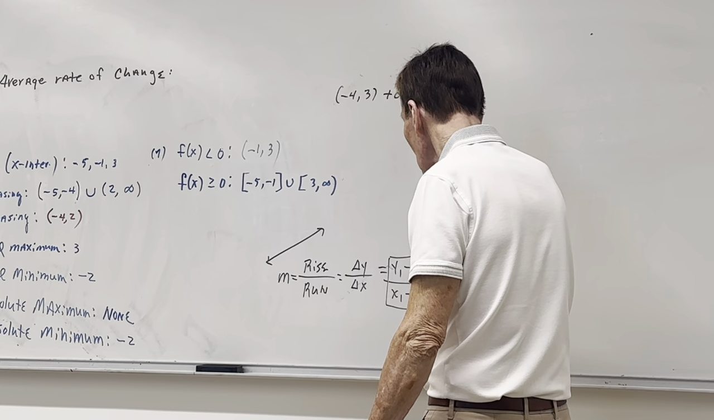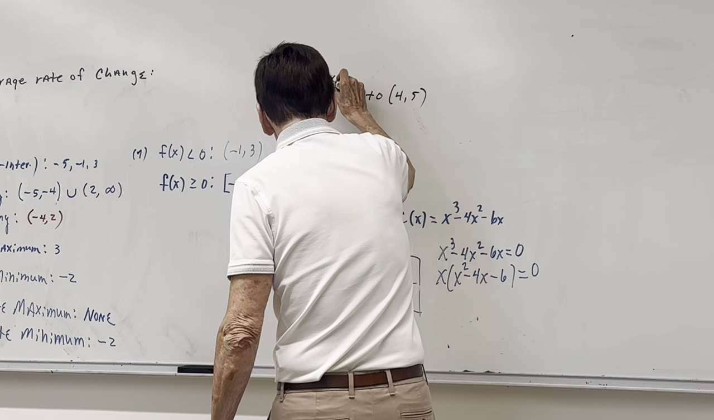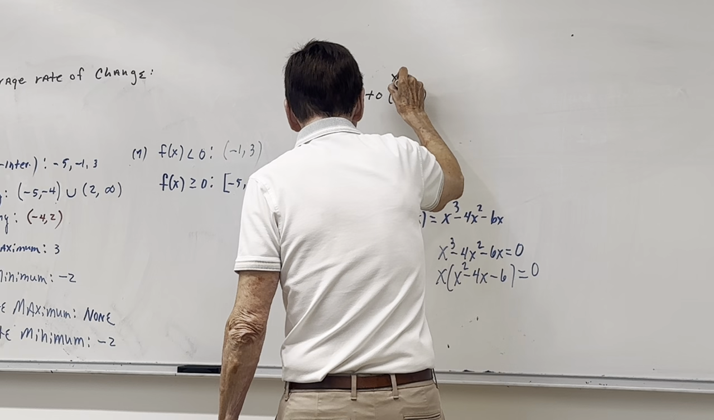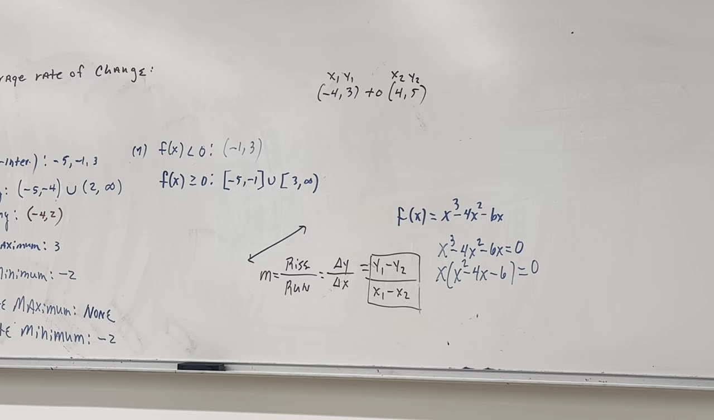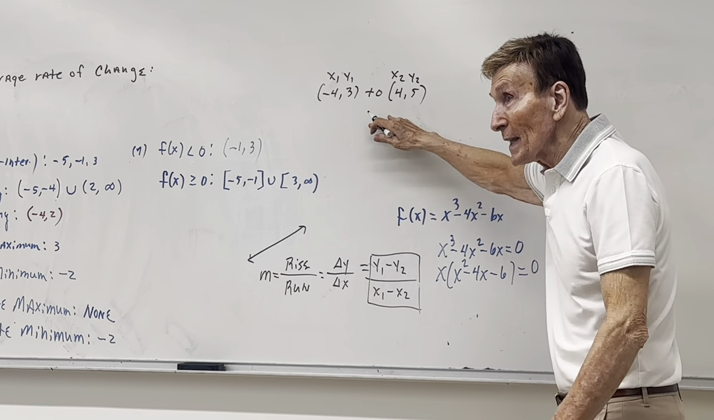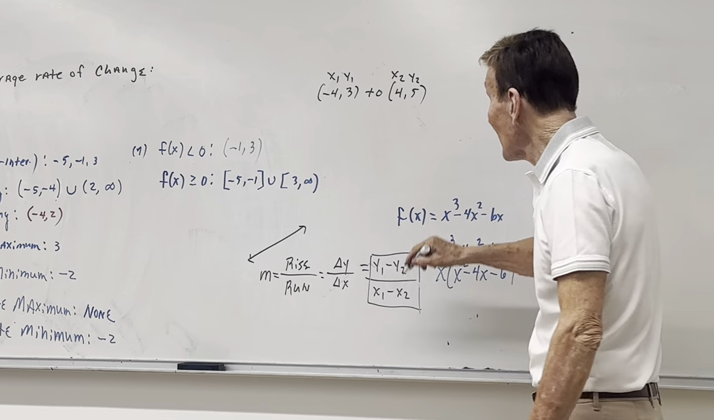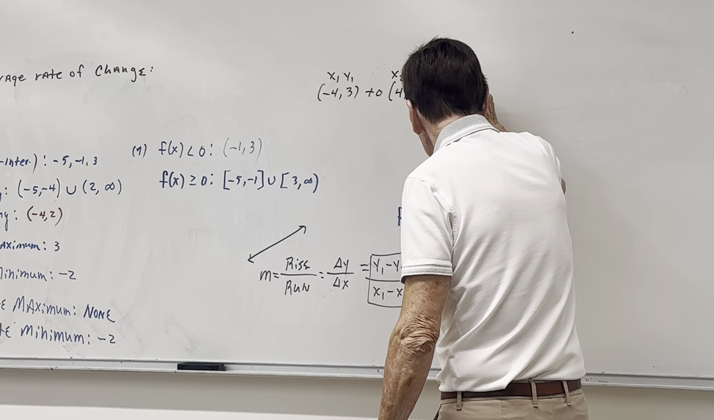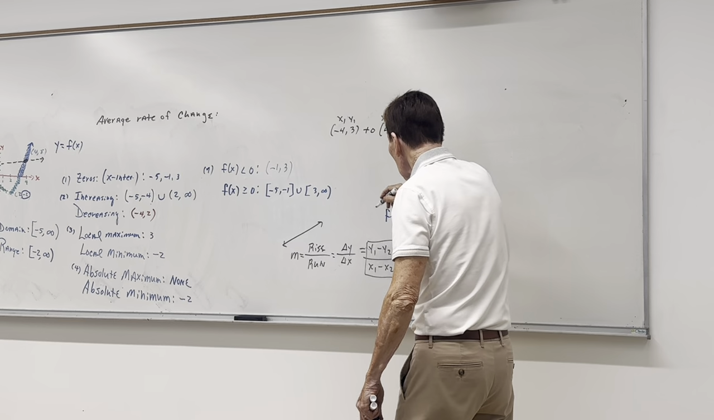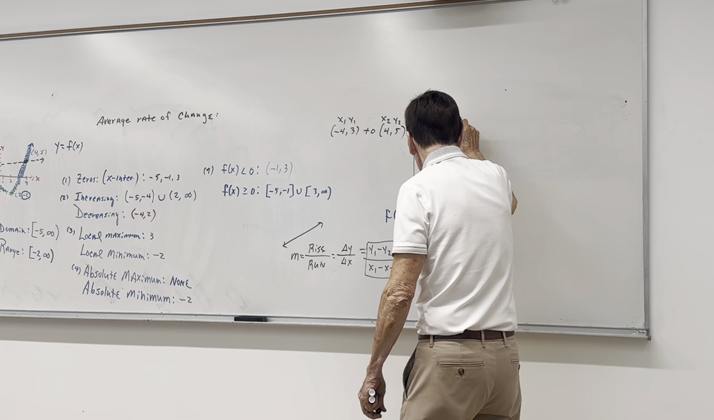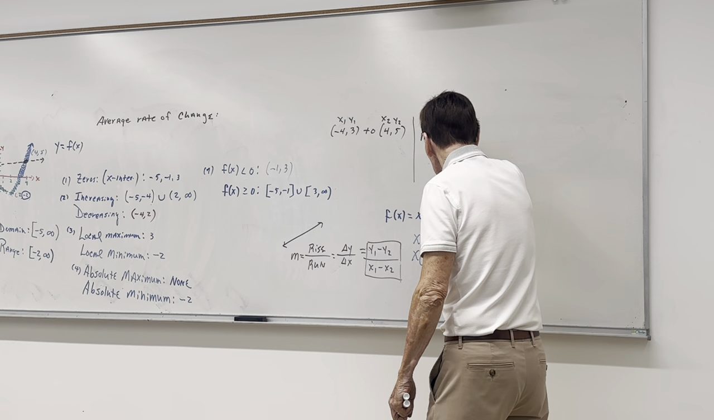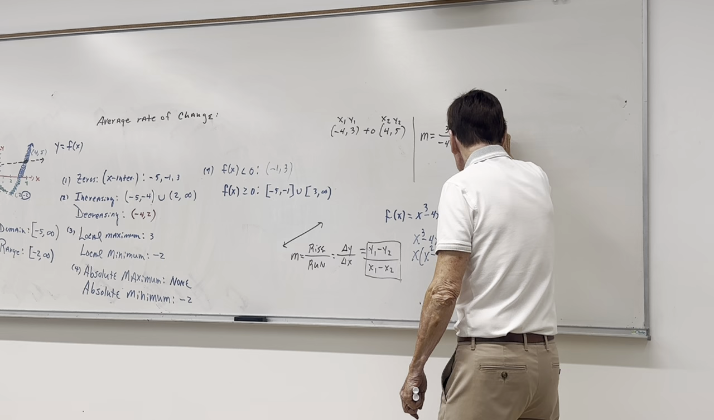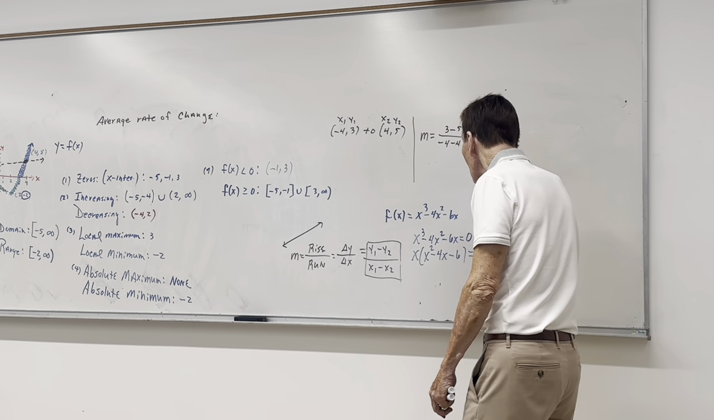y1 subtract y2 over x1 minus x2. I'm going to label my first point as x1, y1. Second point, x2, y2. I'm going to label mine like this and then apply this formula. So guys, my slope here would be y1 subtract y2, the way mine labeled would be 3 subtract 5, over x1 subtract x2, negative 4 subtract 4. I'm going to end up with negative 2 over a negative 8, reduced down to 1/4.